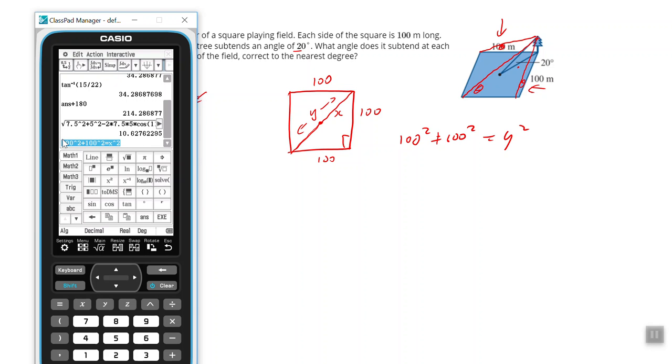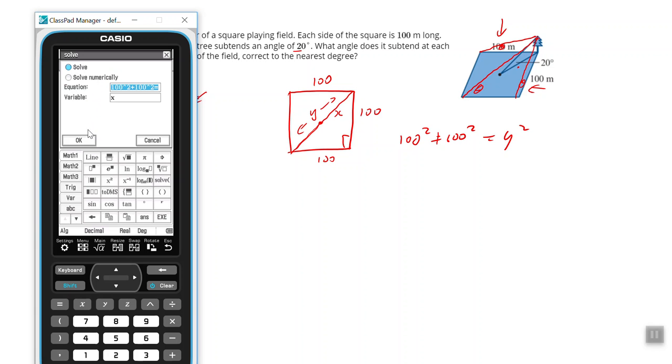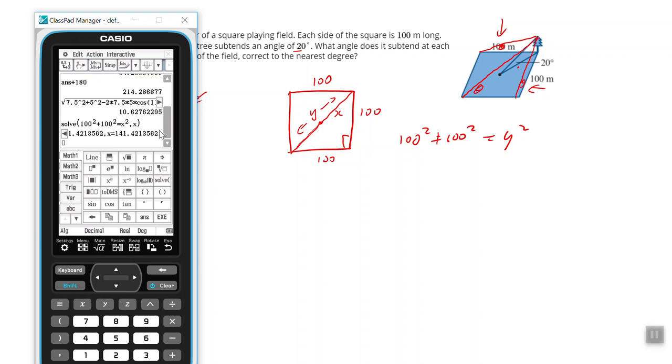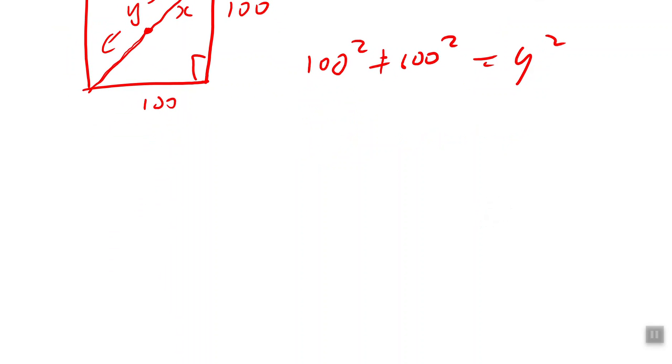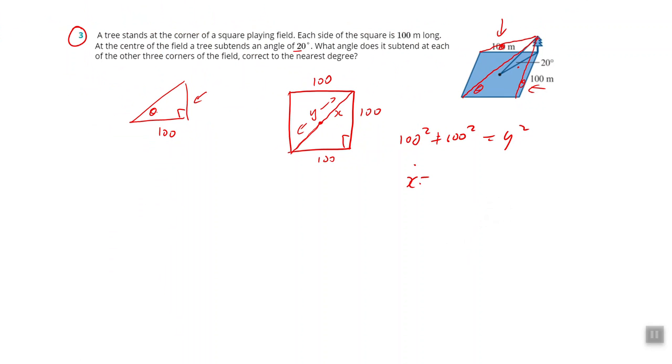Interactive and solve. Oops, select everything. Interactive and solve. I get 141.4214 meters. Now, x is half of y, so I'm going to copy it and divide that by 2, because I don't want to write too many steps on one page. So x equals 70.7107. This problem is quite long because I'm having to do quite a few steps.